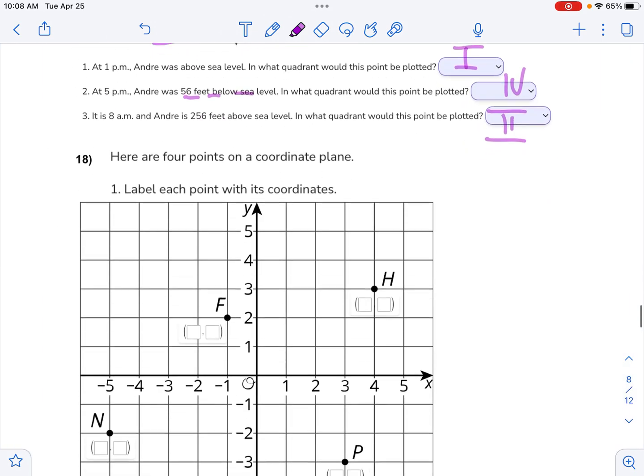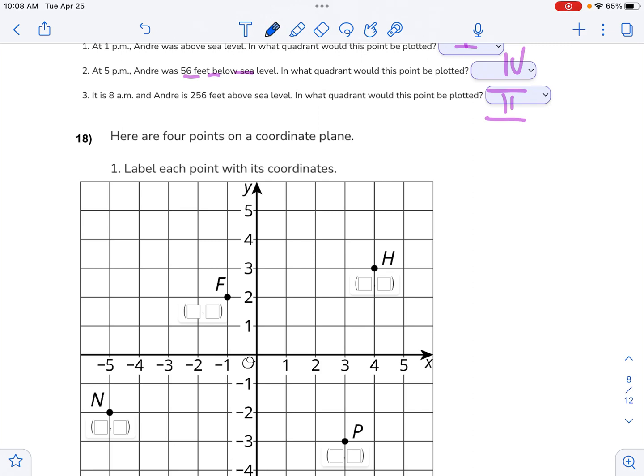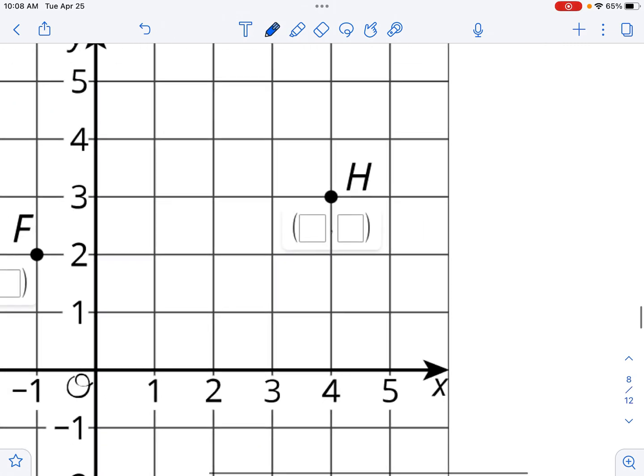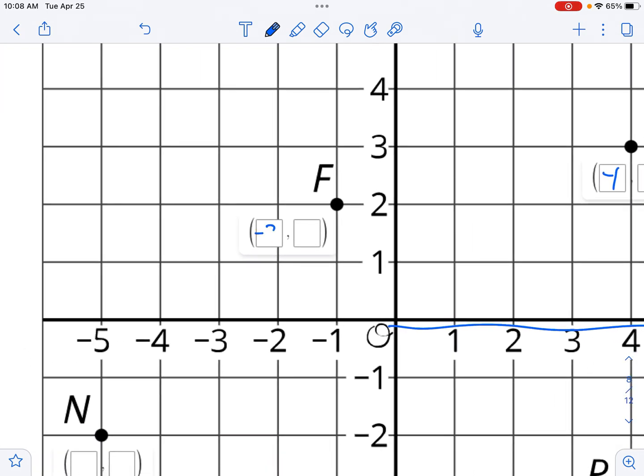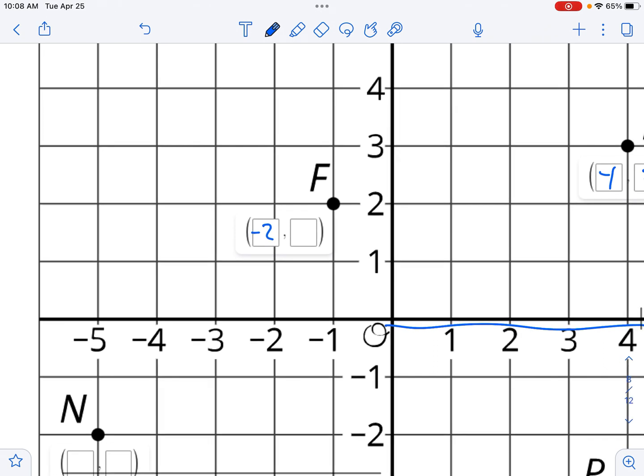Here are 4 points on a quadrant. Label each point with its coordinates. Oh, we're going to label again. Just give me directions. Over 4 and up 3. This is in quadrant 1. Over 2, which is negative 2. Up 2. This is quadrant 2.